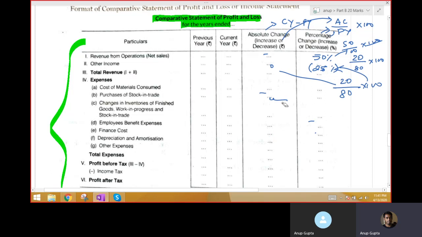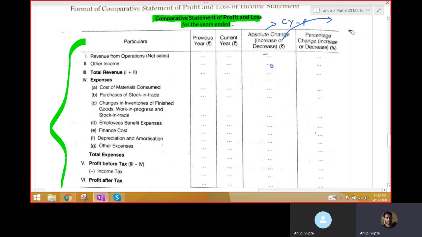I hope you know the format. As I told you, the format is very important here. You'll see the format is very important in all of section B of accountancy. The format is very much important in all the chapters. So therefore, first we write the particulars, then the previous year amount and the current year amount, which will be given in the question. Just copy it. Then you have to compute this one.